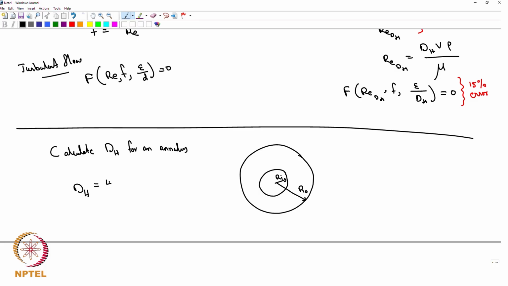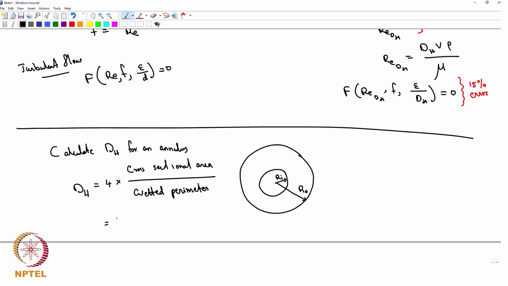It's going to be 4 times cross-sectional area by wetted perimeter. So now you see where the cross-sectional area is coming from and where the wetted perimeter is coming from. Cross-sectional area is coming because that's the one which is going to multiply with your pressure drop. Wetted perimeter is coming because that's where your shear stress is acting. So it's really that ratio.